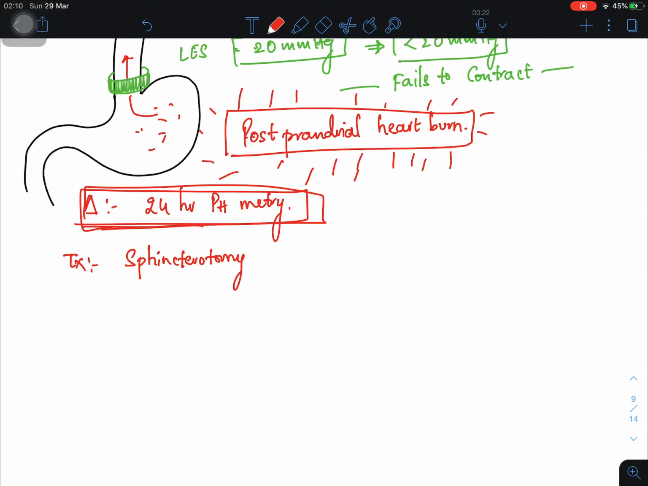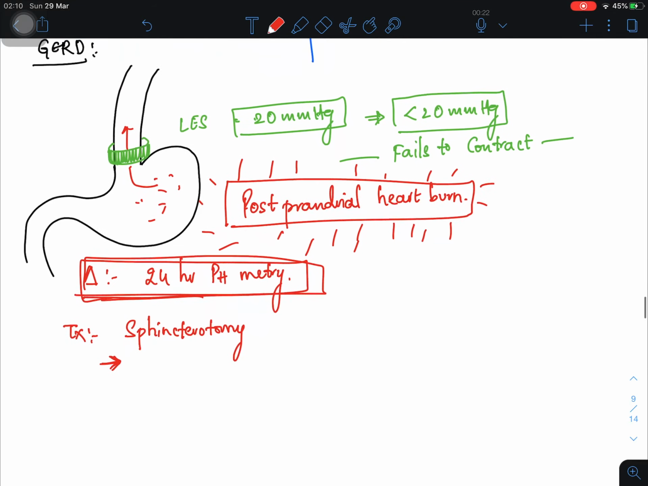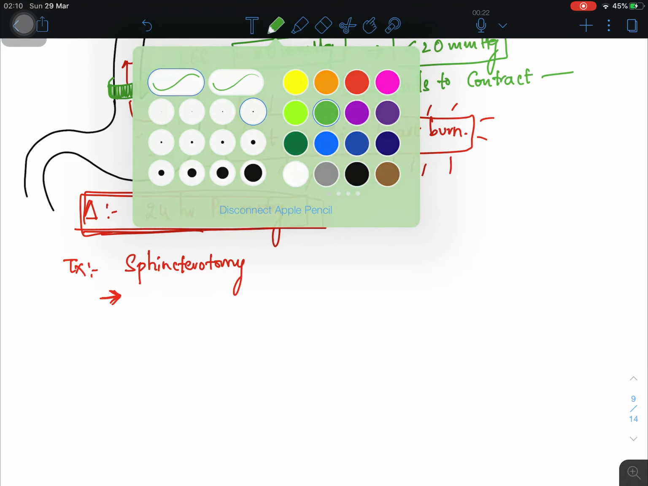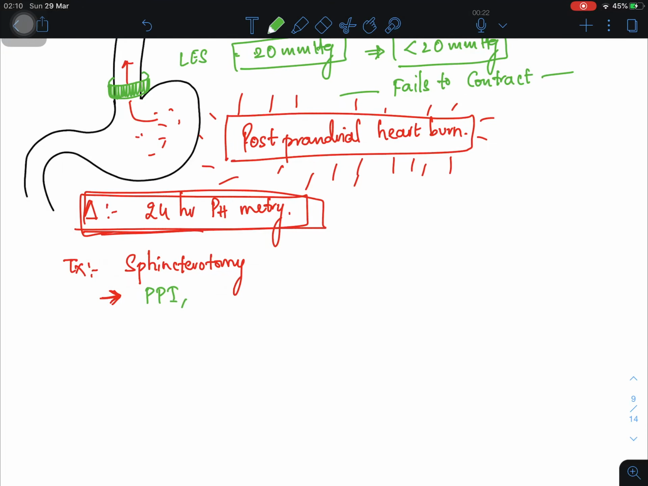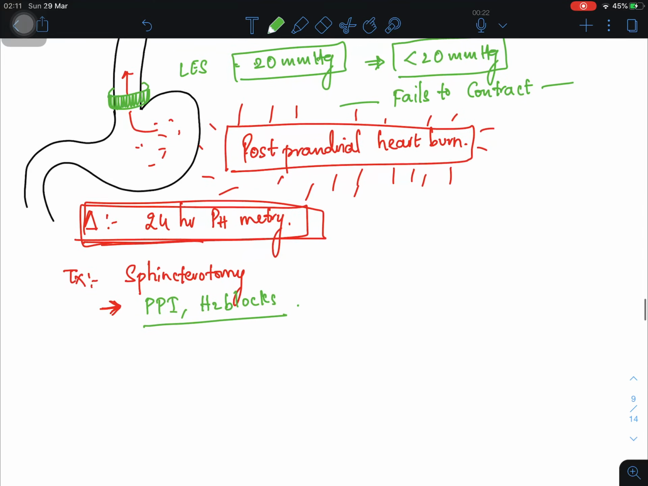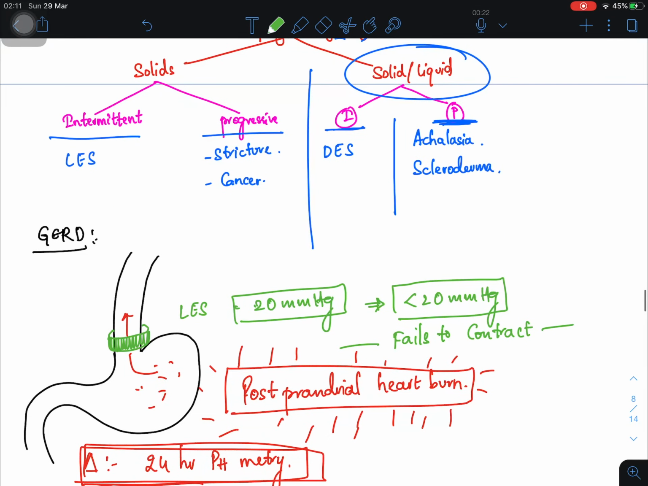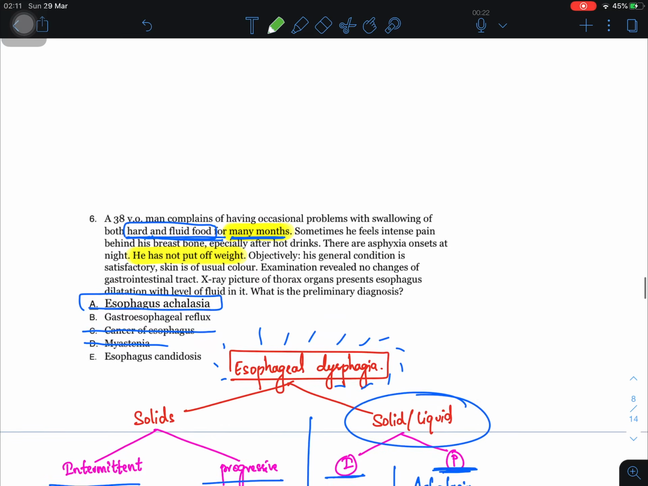Now if the patient is not ready for the surgery, then instead of doing sphincterotomy, I can give the patient drugs. Now what are the drugs that I can give? There is a lot of acid, right? So I can give the patient a PPI or an H2 blocker. Now you know the names of the drugs: ranitidine, famotidine, and the PPIs are omeprazole, pantoprazole. Right. So this is all about the discussion of gastroesophageal reflux disease.